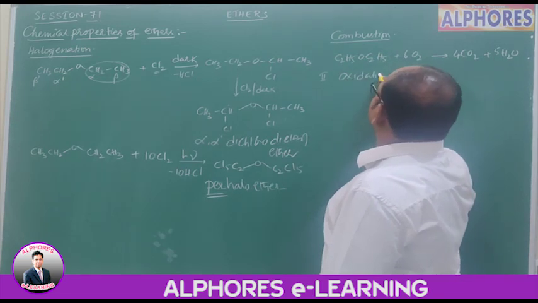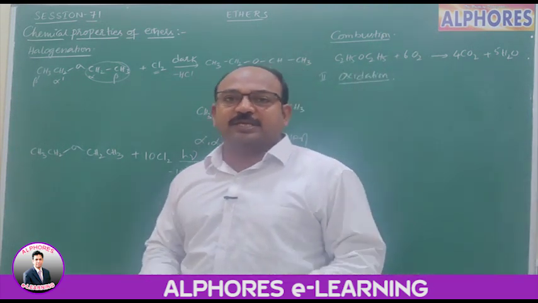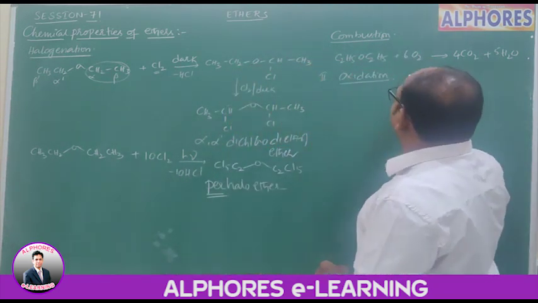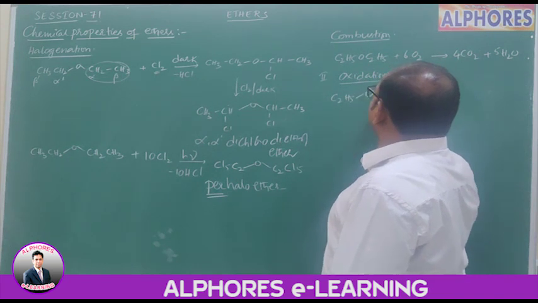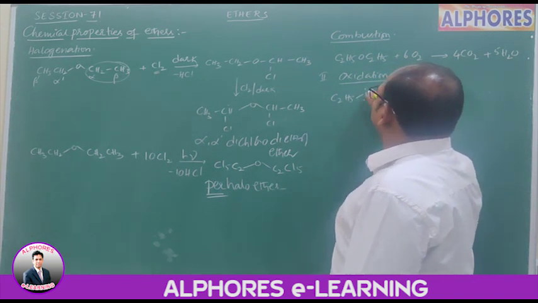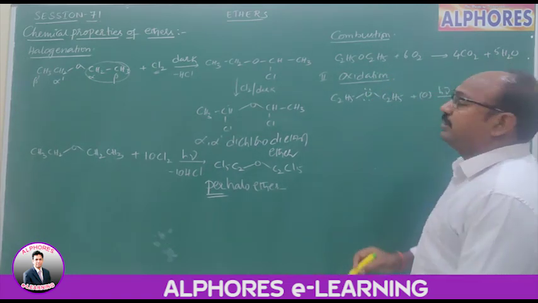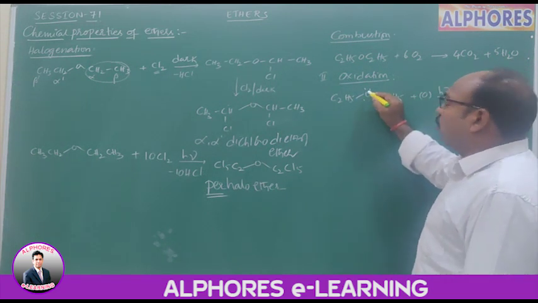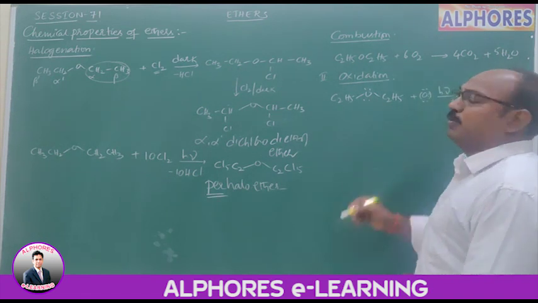Next, so far whatever we have learned is based on the alkyl groups. Now the second type of reactions are based on the oxygen. The first one is oxidation. Ethers undergo oxidation in presence of sunlight and give peroxoethers. Let us see.